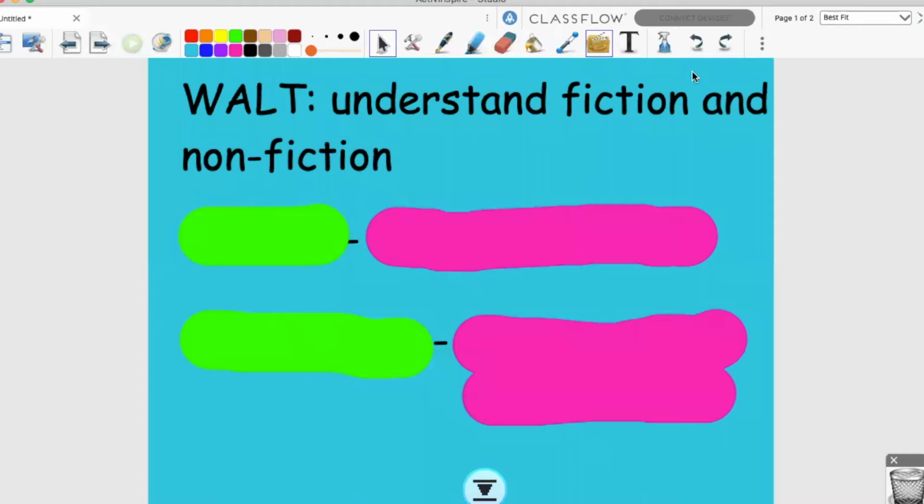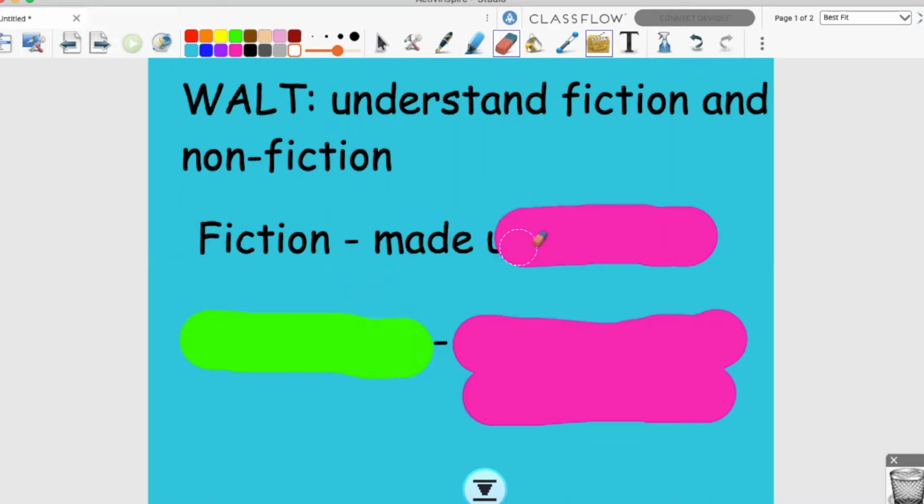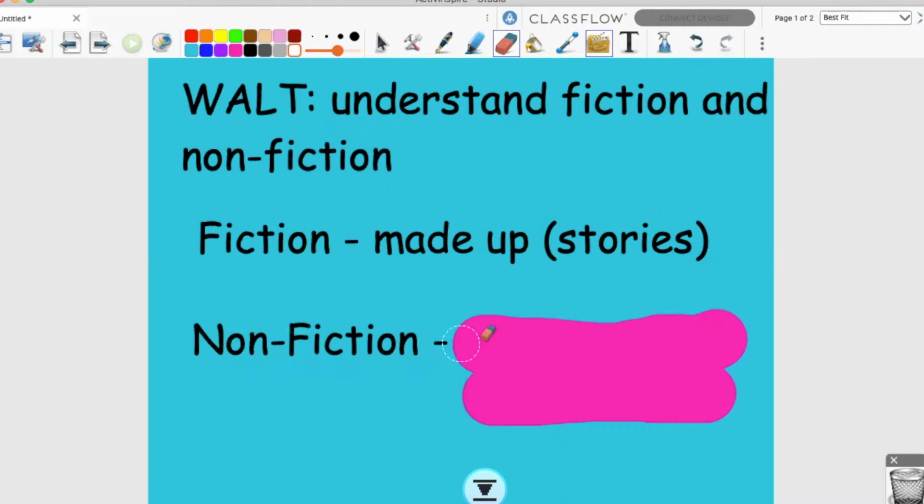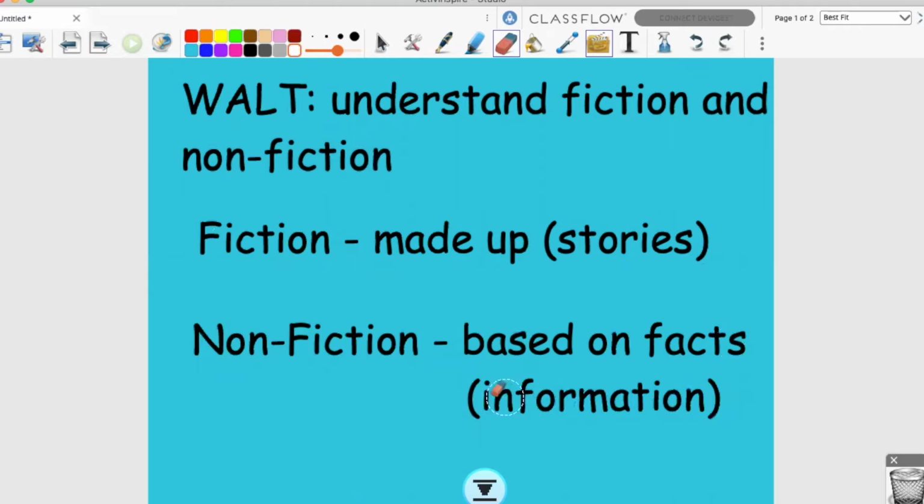In this session, you're going to be understanding the difference between fiction and non-fiction. So if we start with fiction, we know the stories and writing that is made up is fiction. It's things that are not based on real things. And non-fiction are often based on facts, so things like information texts and instructions.